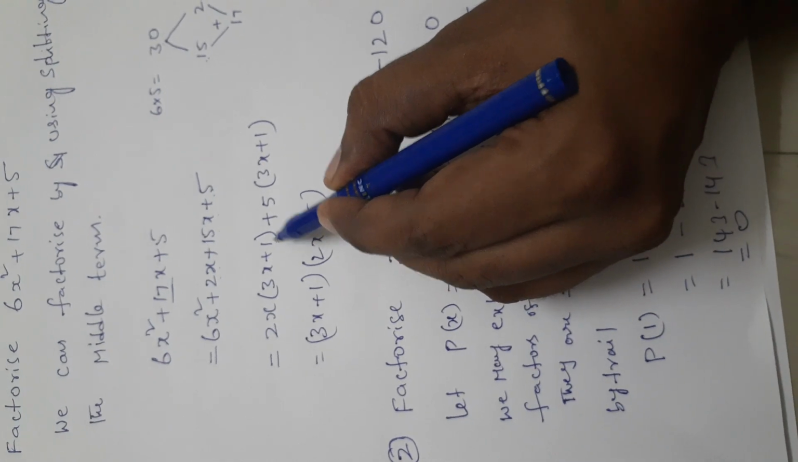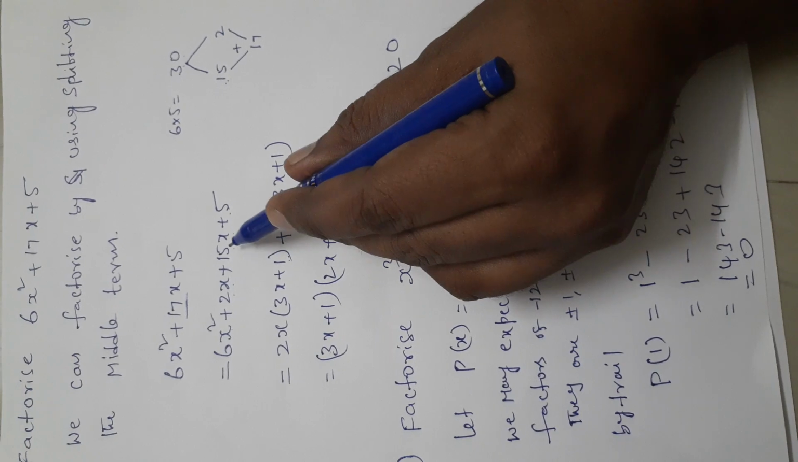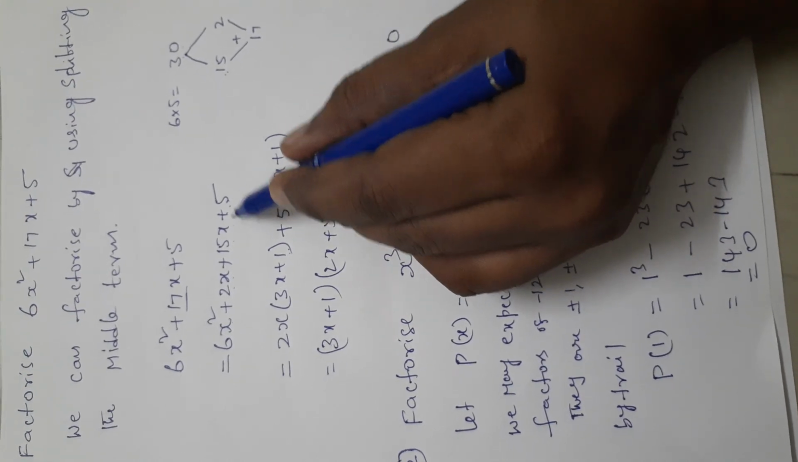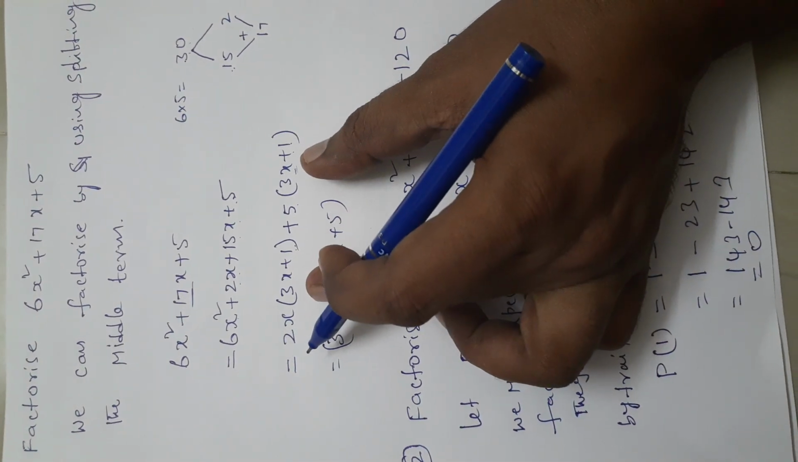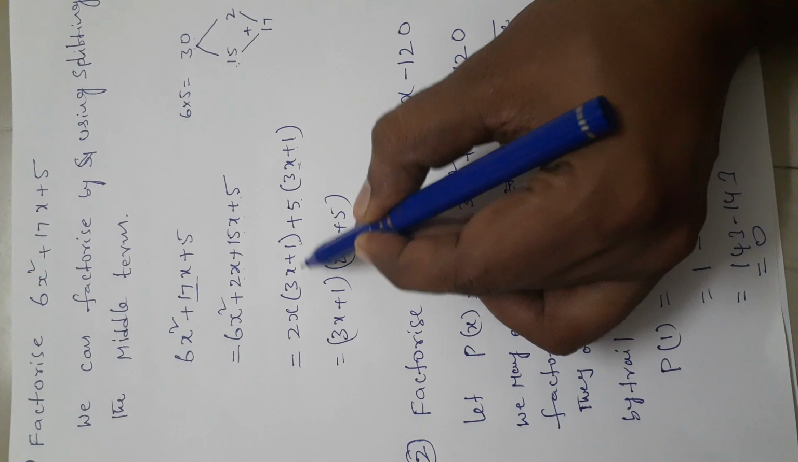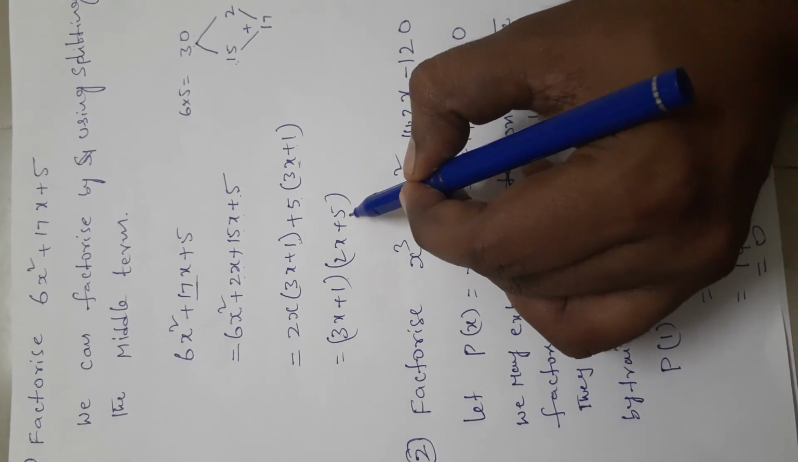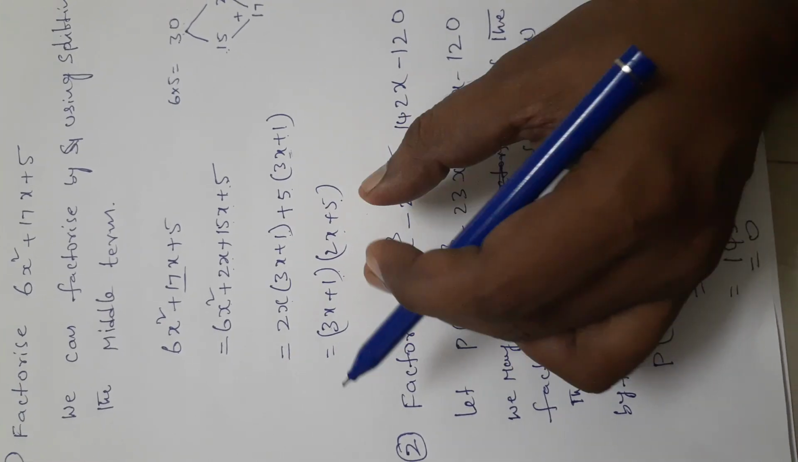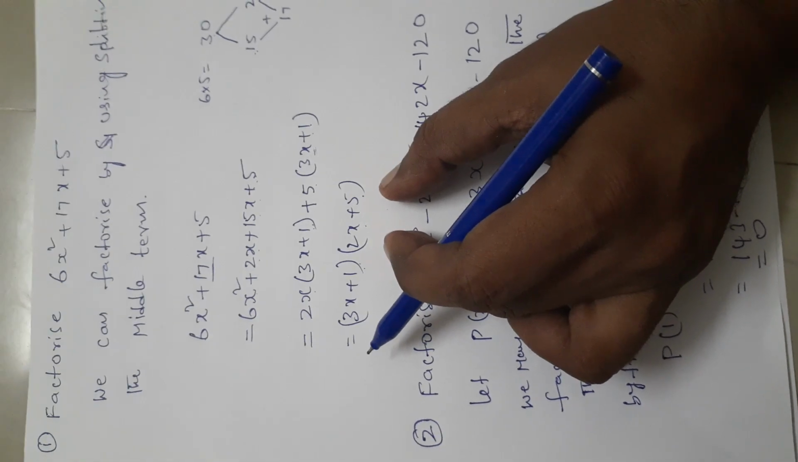So 3x plus 1, plus, in these two 5 is the common factor. Now here 5 came out, 5 threes are 15, so here 3x will be there, plus 5 take it out, so plus 1. So 3x plus 1. If you observe, in these two terms 3x plus 1 is the common factor. So let us take it out, 3x plus 1. Now left over is 2x plus 5. So there are two factors, 3x plus 1 into 2x plus 5. Like that, by using splitting the middle term, we can find the factors.